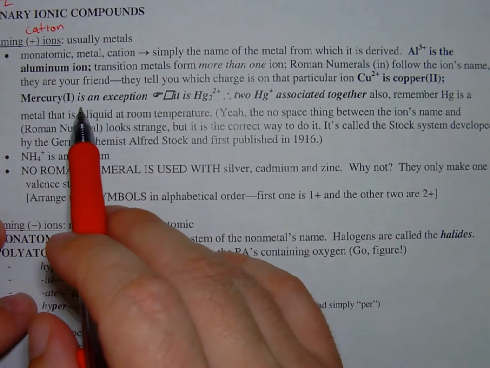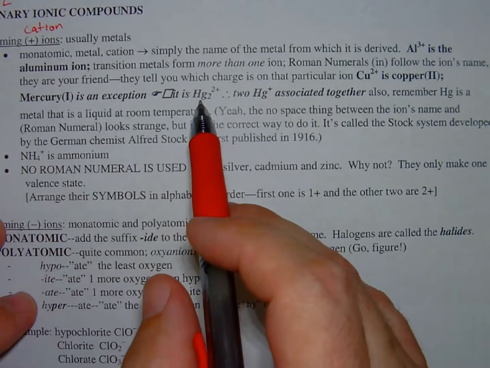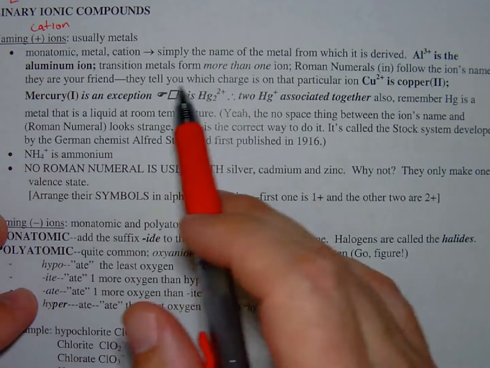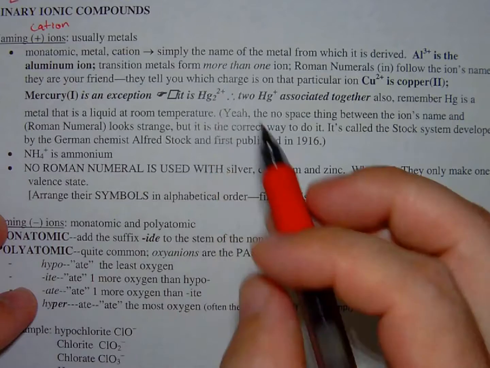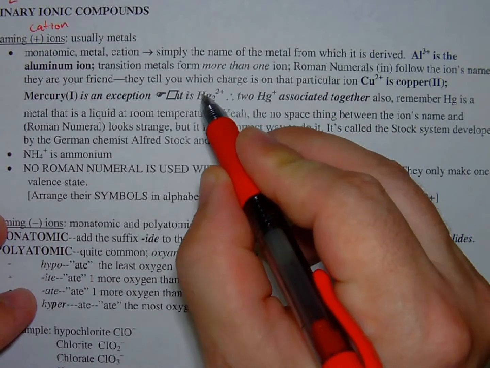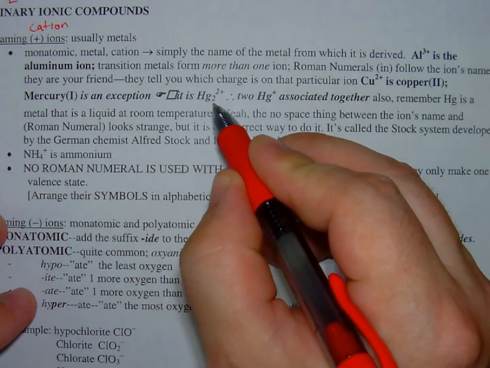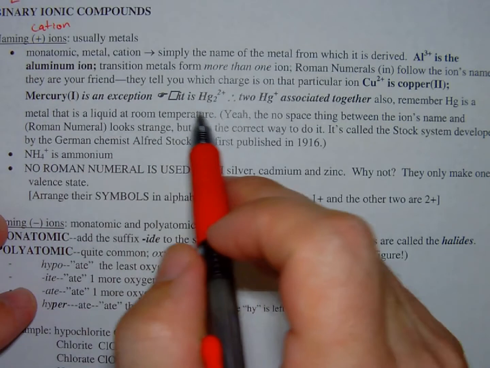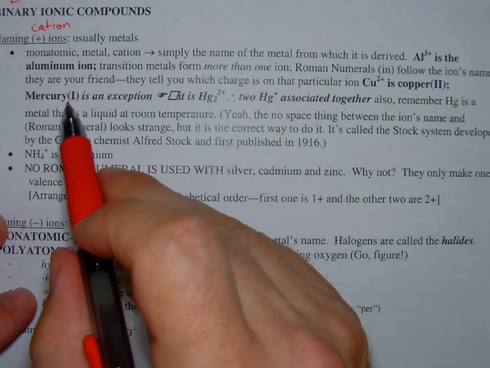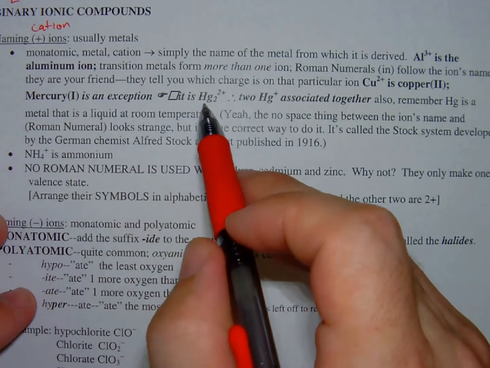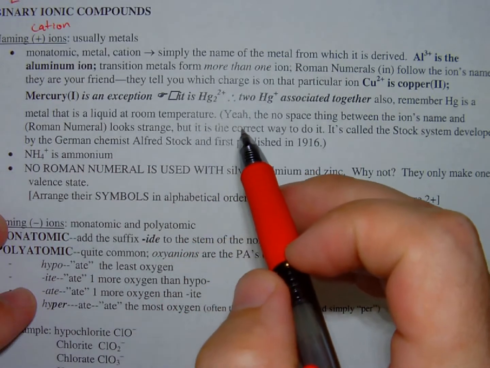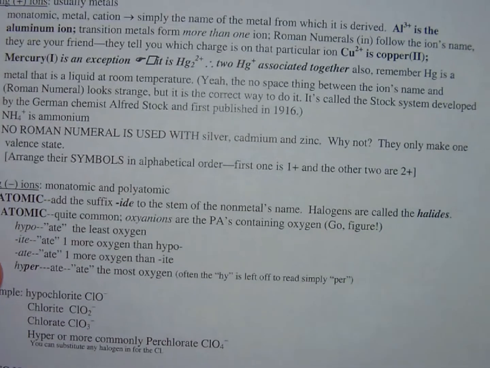Mercury(I) is an exception because it looks like this, Hg2 2+. When we say mercury(I), we're dealing with something like a polyatomic ion, because these atoms bond together and act as one unit. Each mercury atom has a charge of +1, and because there are 2 of them, there's an overall +2 charge. There are 2 mercury(I) ions associated with one another. Also, remember that mercury is a metal that is liquid at room temperature.